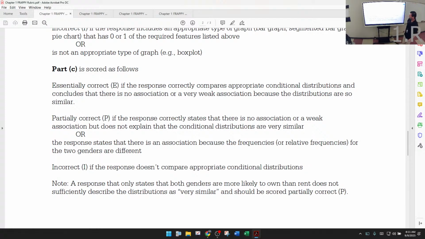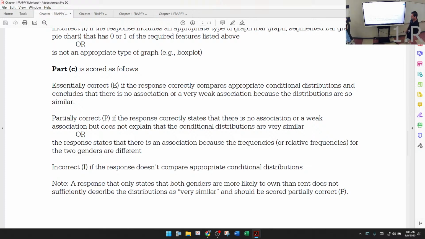Partially correct: the response correctly states there is no association or weak association, but does not explain that the conditional distributions are very similar, or the response states there is an association because the frequencies or relative frequencies of the two genders are different. But again, that kind of goes off if you did it correct. I mean, all that kind of goes hand in hand. I'm not so concerned with that, right?